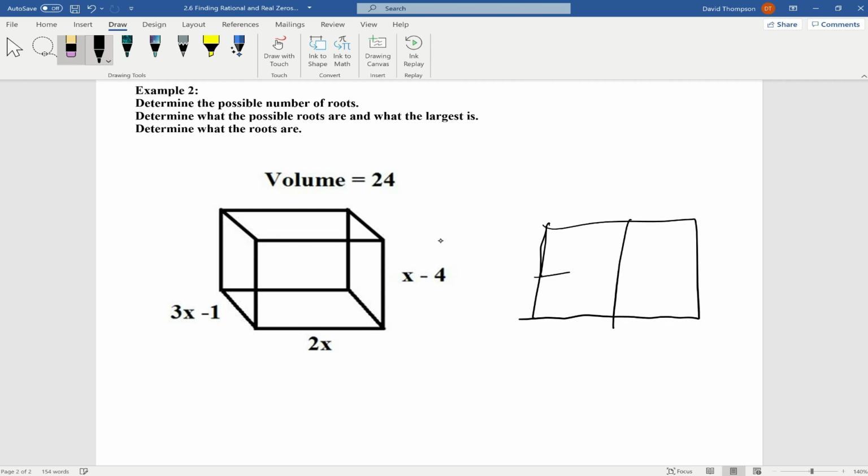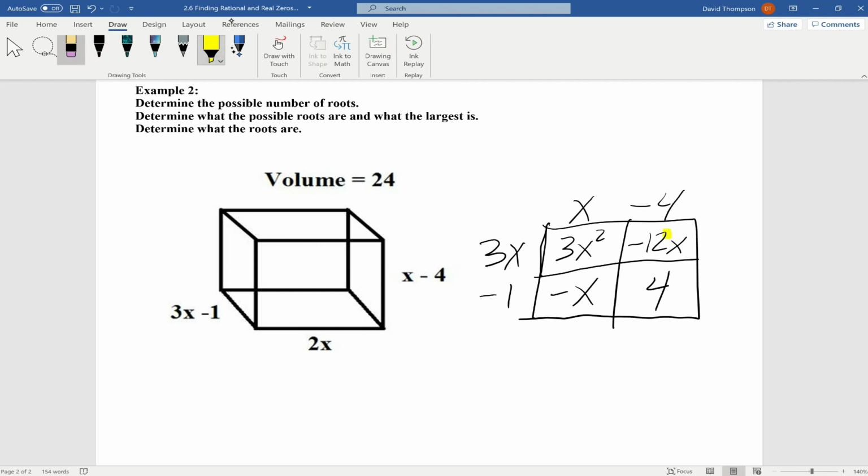So let's quickly make a box and multiply out our polynomial 3x minus 1 and x minus 4. So 3x times x will be 3x to the second power. 3x times negative 4 is going to give me negative 12x. Negative 1 times x is going to give me negative x. And negative 1 times negative 4 is going to be a positive 4. Like in the previous video, we're going to combine our diagonal. So our next box is going to have 3x squared minus 13x plus 4.